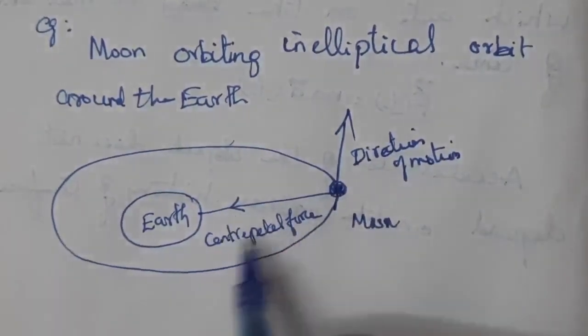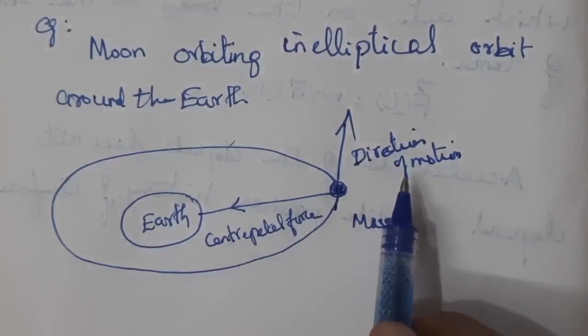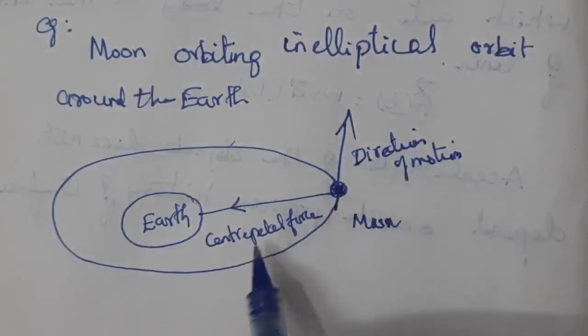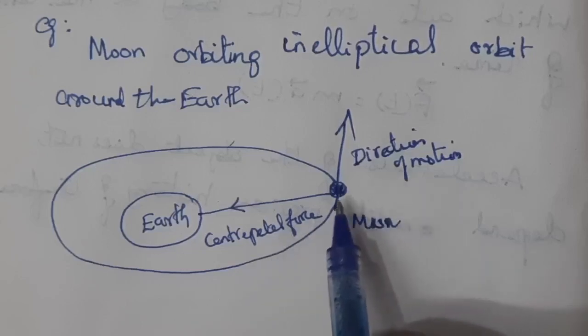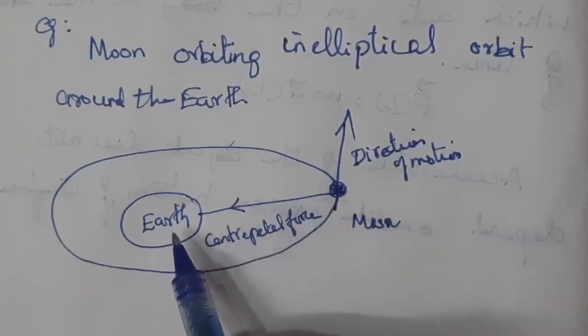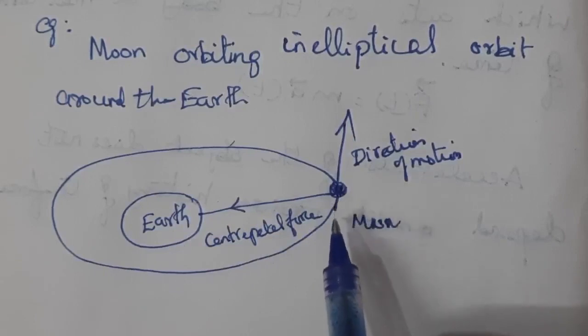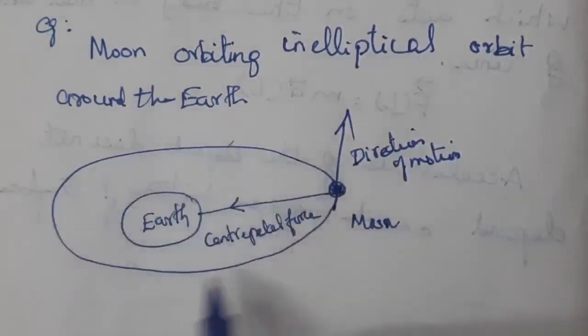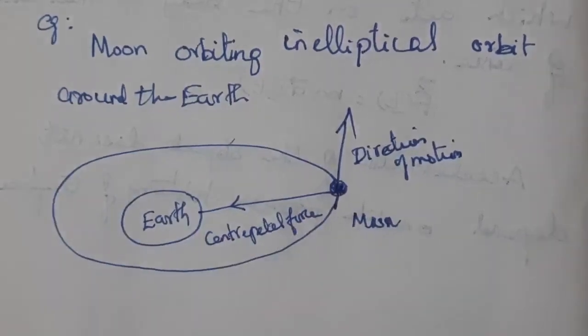So here force and motion are not in the same direction. Force is acting towards the center, and the direction of motion of the moon is acting away, in this elliptical orbit.